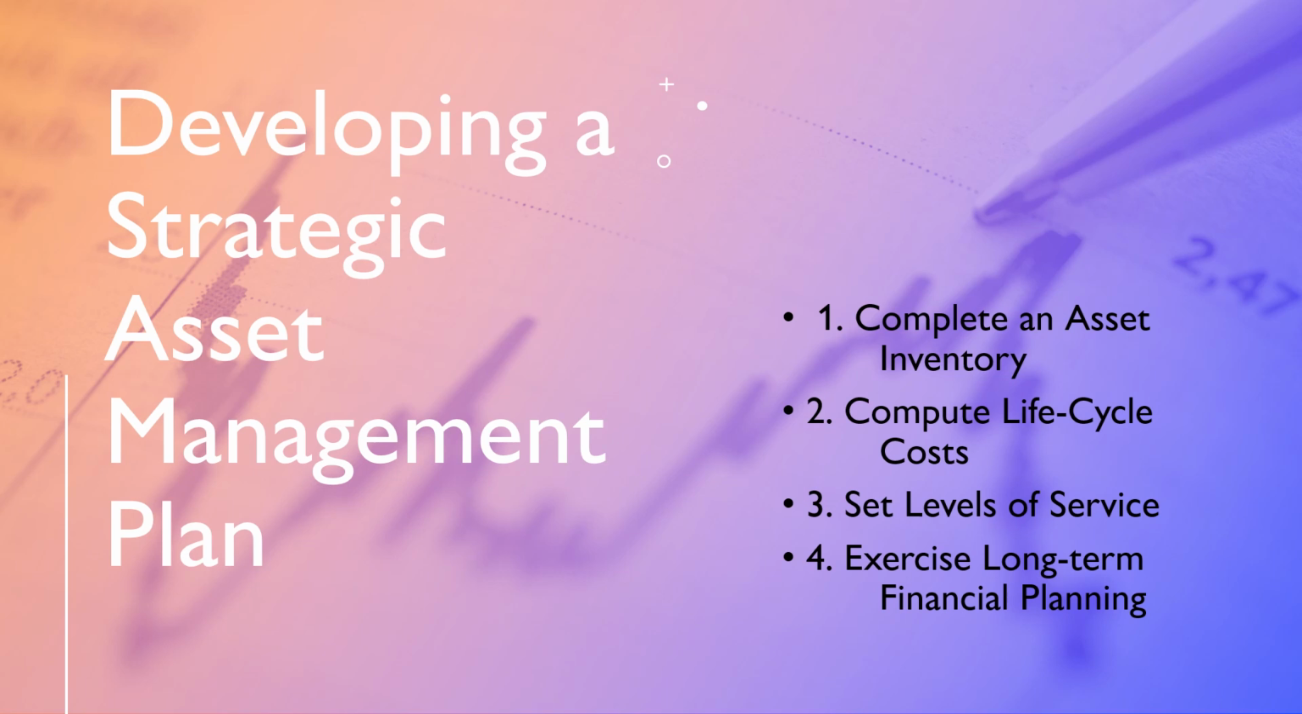The third is to set levels of service. After computing the life cycle cost, the next step is to set levels of service. Simply put, it means outlining the overall quality, capacity, and role of different services that the asset provides. In doing so, a firm's owner can determine the operating, maintenance, and renewal activities needed to keep the asset in a good condition. And lastly, exercise long-term financial planning.